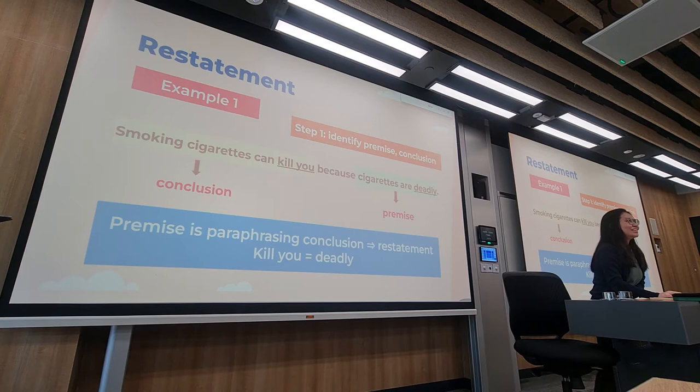So the first step will be to identify the premise and the conclusion. The green one will be the premise, which is cigarettes are deadly. And the conclusion will be yellow, which is that smoking cigarettes can kill you. If you take a closer look, you realize that the premise is actually a restatement of the conclusion, because deadly means the same thing as kill you. Therefore, this is a fallacious argument under restatement.